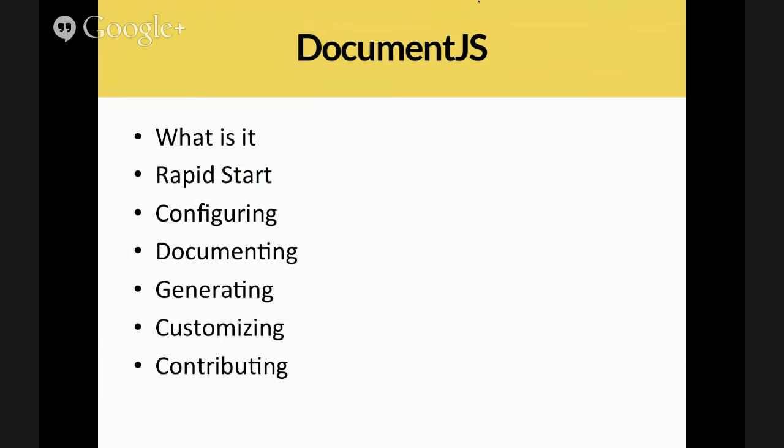So for this talk I'll cover what its purpose is, what we're trying to accomplish with it, a quick overview of how to use it, and then an in-depth overview of how to configure its behavior, how to actually use it to document your code, how to generate that documentation, customize the look of the documentation, and then a little bit about the code structure so that if you want to contribute changes, you'll have at least a little bit of insight on how to do it.